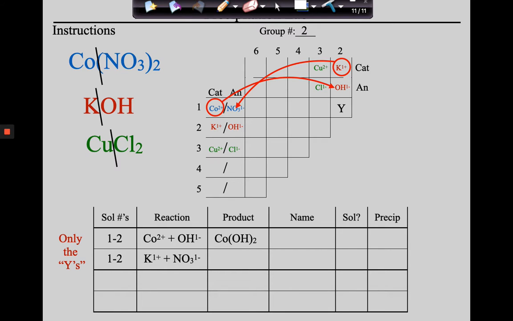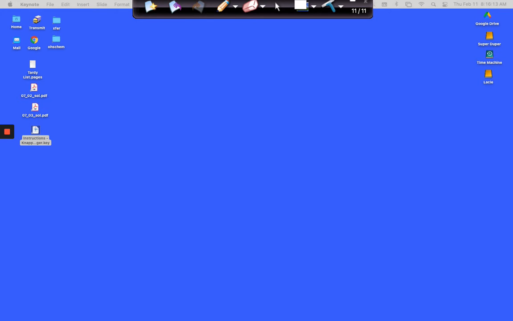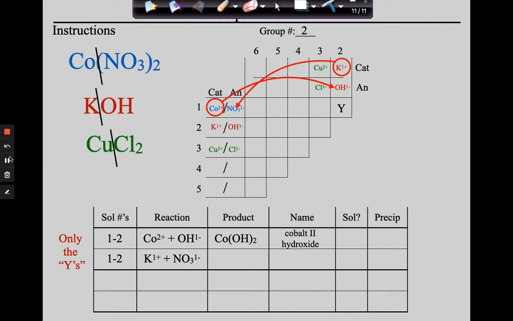Then we need to name this. This is cobalt, this is hydroxide, but cobalt can have more than 1 charge, so we name this cobalt 2 hydroxide. We need the Roman numeral. And then guys, we do the same thing down here. Potassium's +1, and nitrate is -1, so +1 and -1. So guys, +1 and -1, we get KNO3, and then guys, that's called potassium nitrate. But notice the other thing we have to do is look up their solubilities. So guys, grab your yellow sheet and let's look these up.